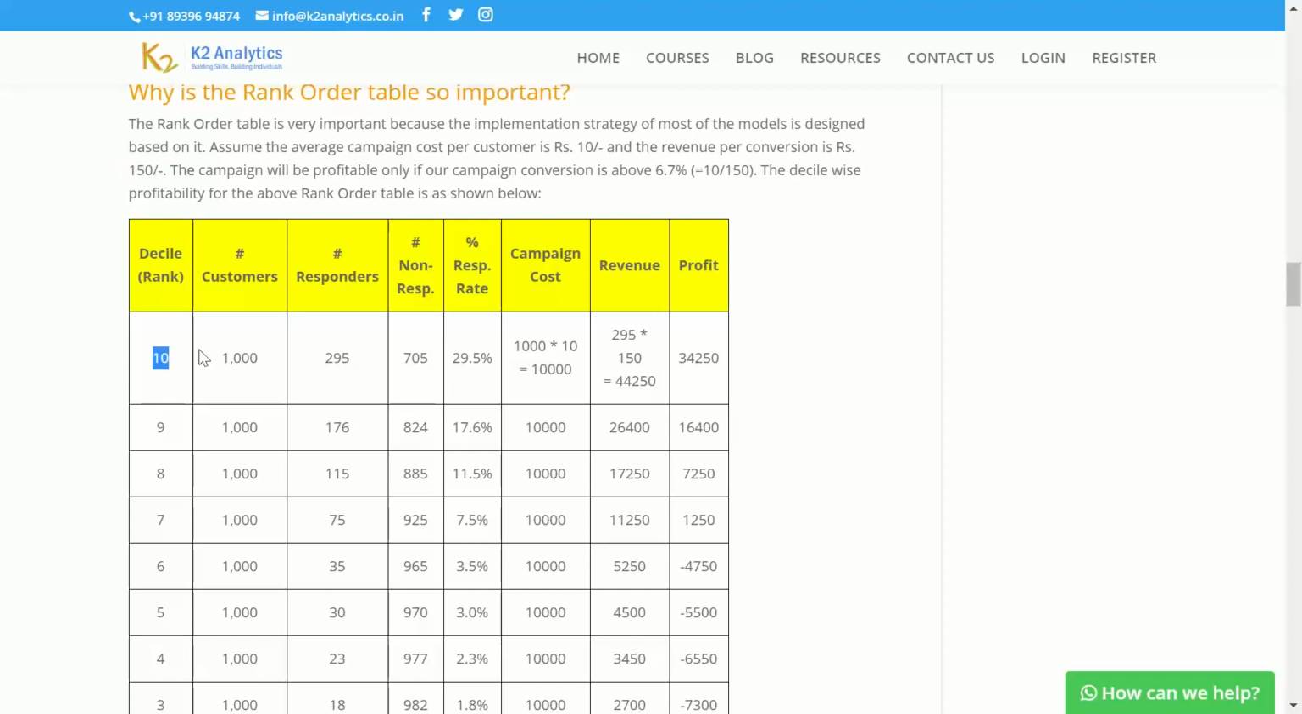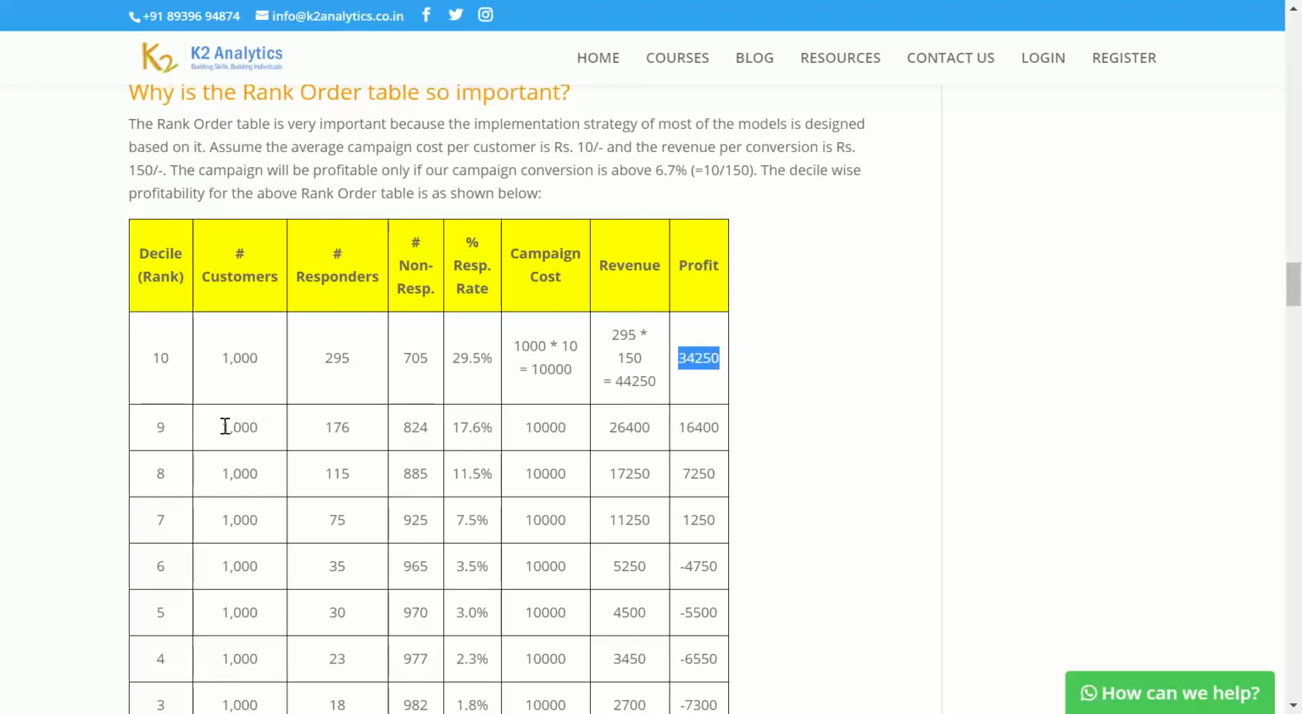In decile 10, I have 1000 customers. At a cost of rupees 10, if I target them, my cost will be 10,000 rupees. In decile 10, I have 295 conversions. Conversions are going to give me a revenue of 150. So 295 into 150, 44,250 is my revenue. So my profit will be 34,250.